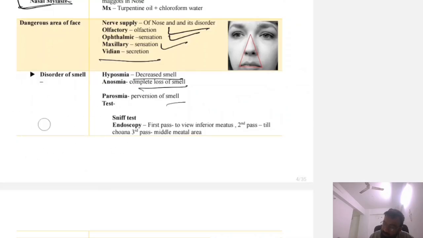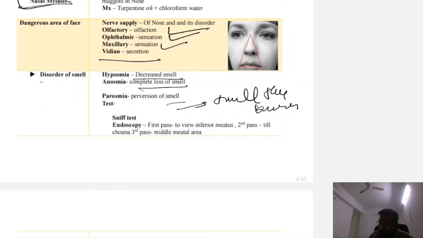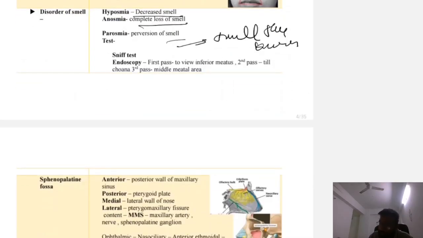Next is the sniff test. In the sniff test, the patient is asked to smell a known fragrance. So the patient is asked to smell a known fragrance, that is the sniff test.